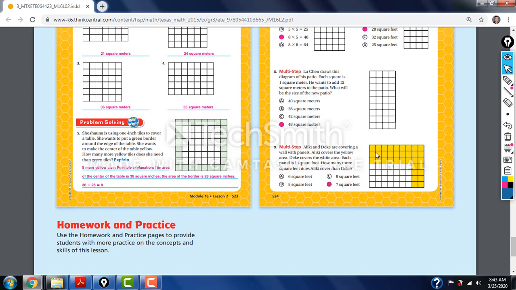Multi-step. You know you're going to be using these two. Okay. Aliki and Deke are covering a wall with panels. Aliki covers a yellow area. Deke covers a white area. Each panel is 1 square foot. How many more square feet does Aliki cover than Deke? So Aliki covers what? Covers the yellow. So you will count these, get your area, count this area, and subtract, and you should get 7.